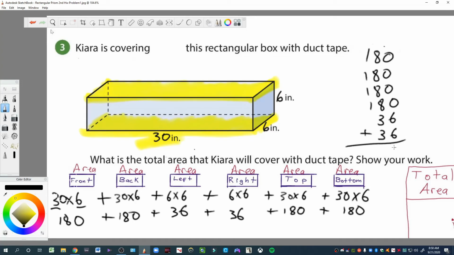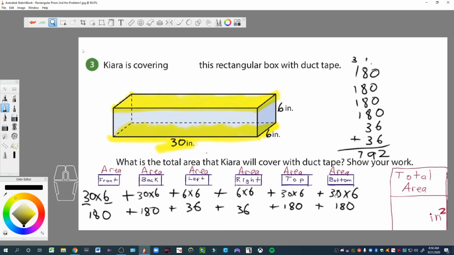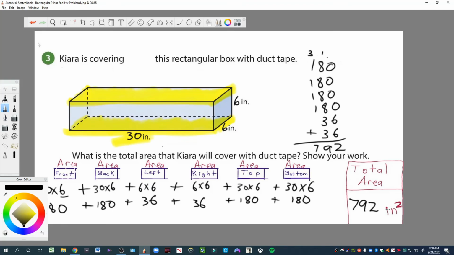6 plus 6 is 12. Carry the 1, 9. 9 plus 8 is 17. 17 plus 8 more is 25. 25 plus 8 more is 33. 33 plus 3 more is 36. 36 plus 3 more is 39. That gives 792. So my total area would be 792 inches squared. Now, I shouldn't say area, I should say surface area. So the total surface area would be 792.